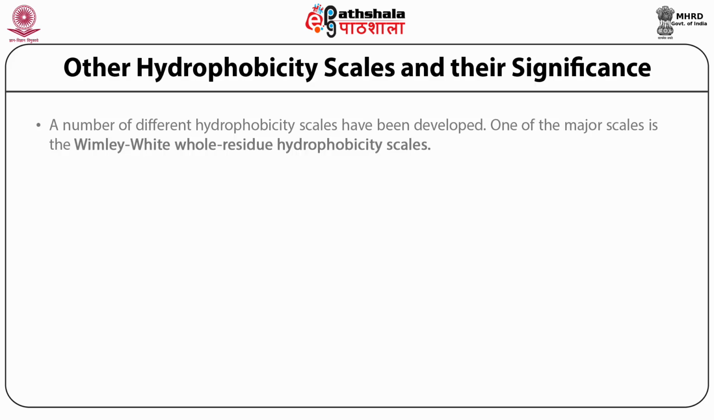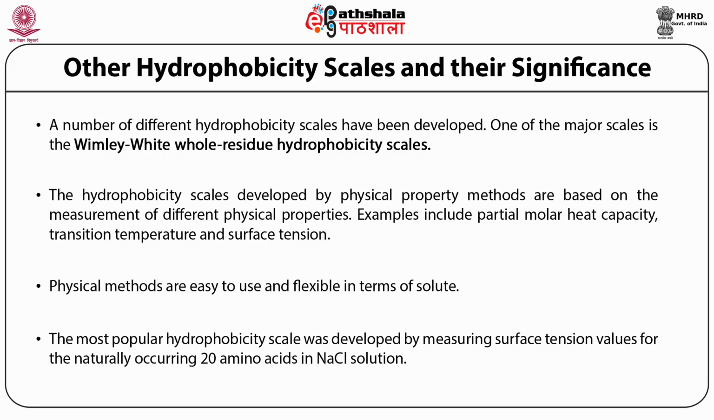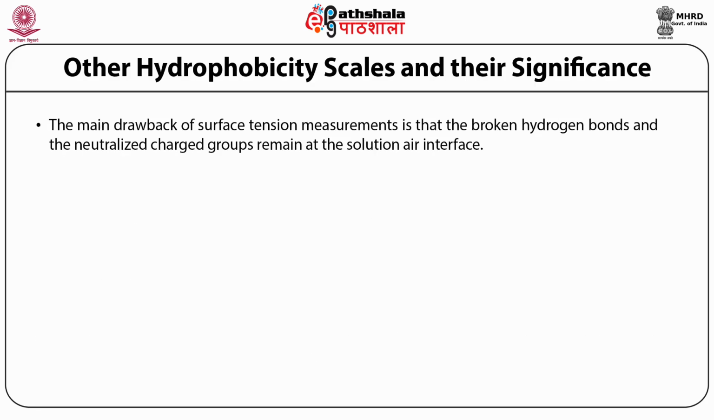Physical methods are easy to use and flexible in terms of solutes. The most popular hydrophobicity scale was developed by measuring the surface tension value for the naturally occurring 20 amino acids in NaCl. The main drawback of surface tension measurement is that the broken hydrogen bond and the neutralized charge group remain at the solution interface.